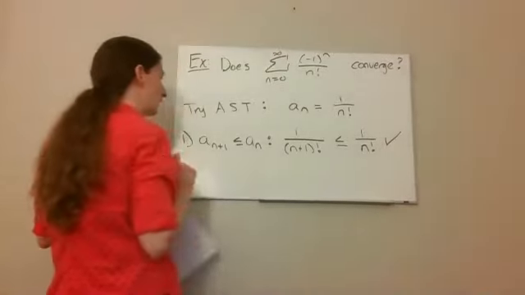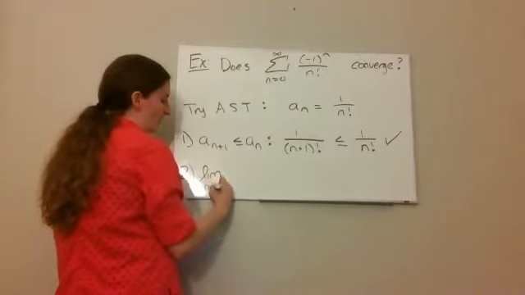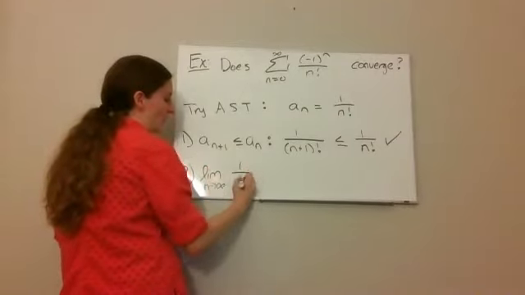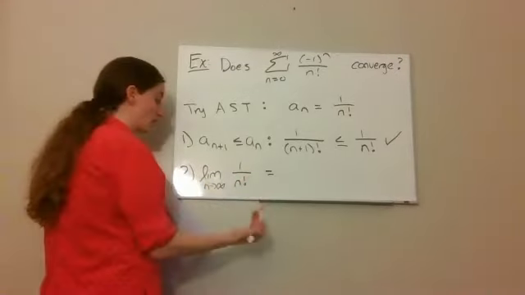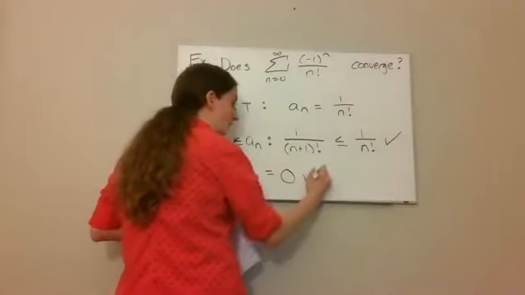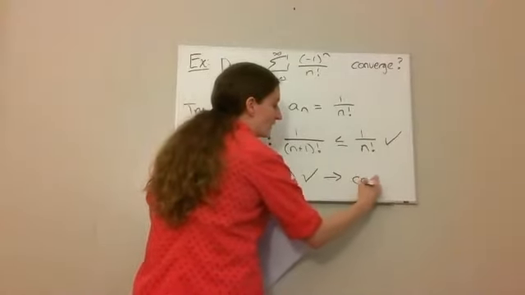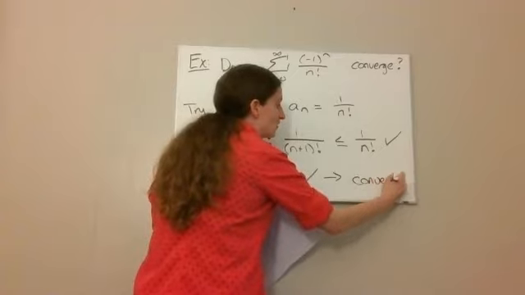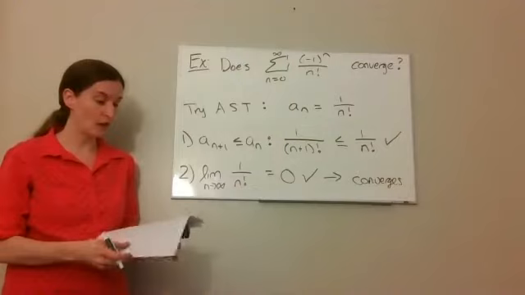So that is satisfied. And also my limit as n goes to infinity of 1 over n factorial, I have 1 divided by larger and larger and larger numbers, so this limit goes to 0. So by my alternating series test, I do have convergence because both of my conditions were satisfied.